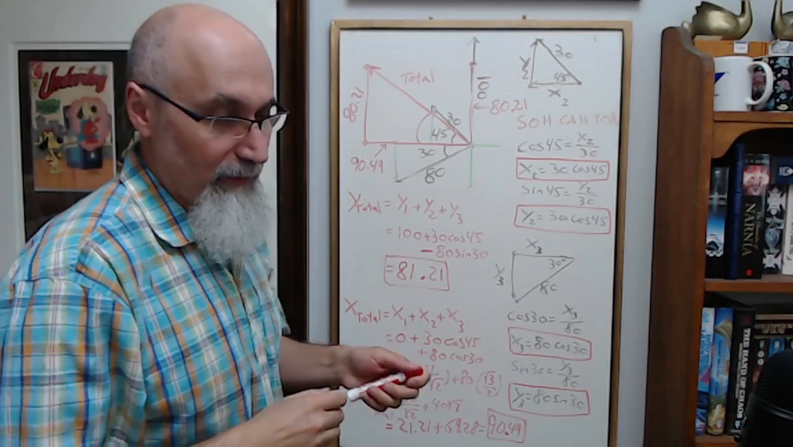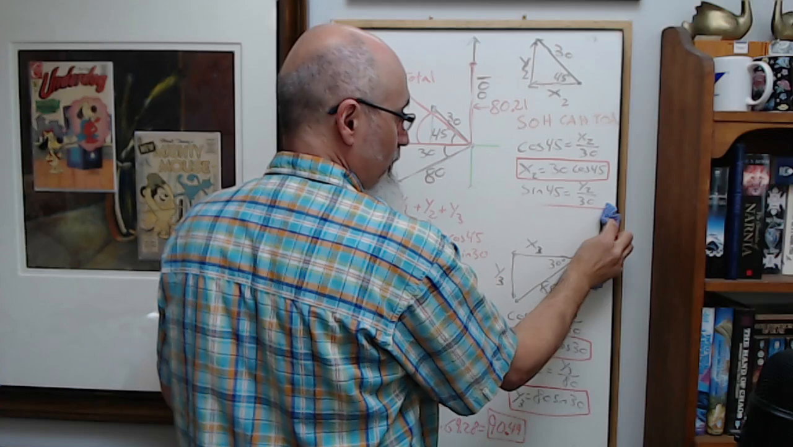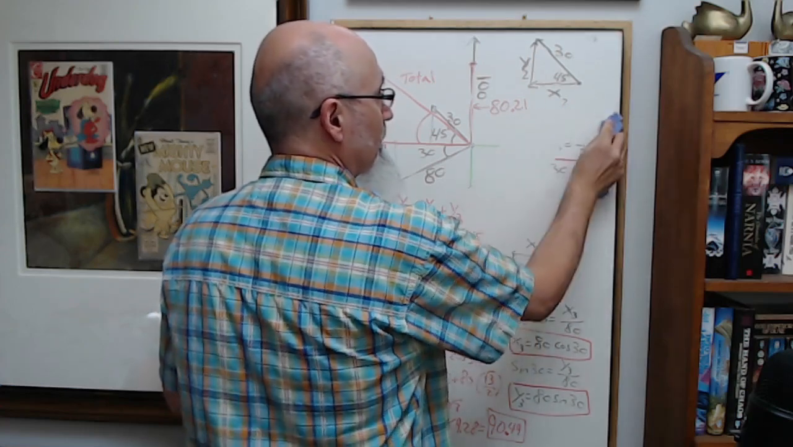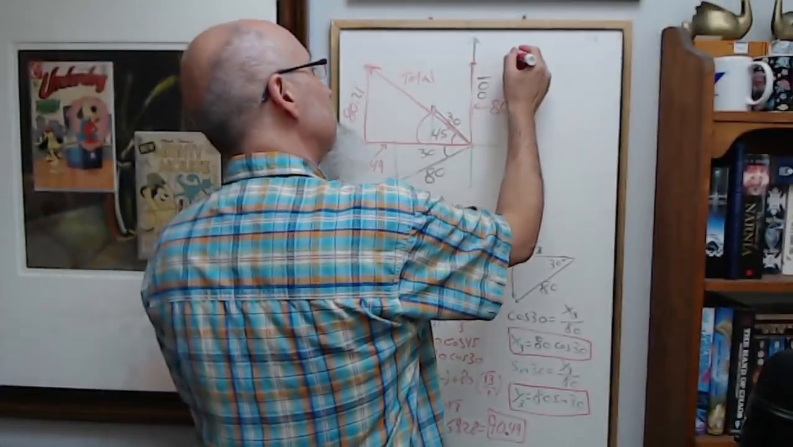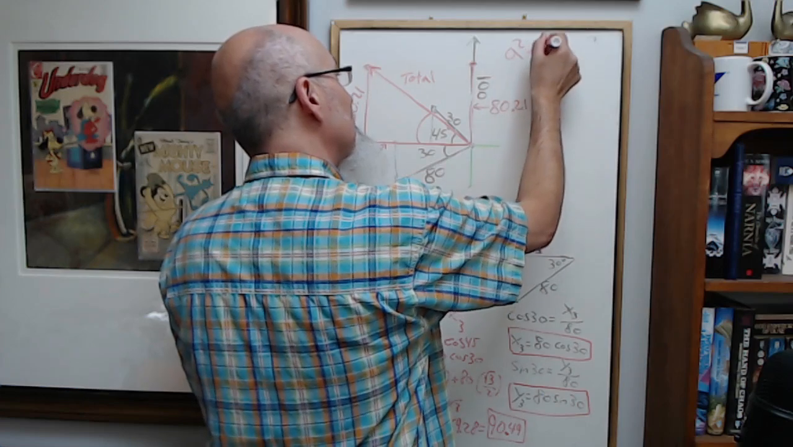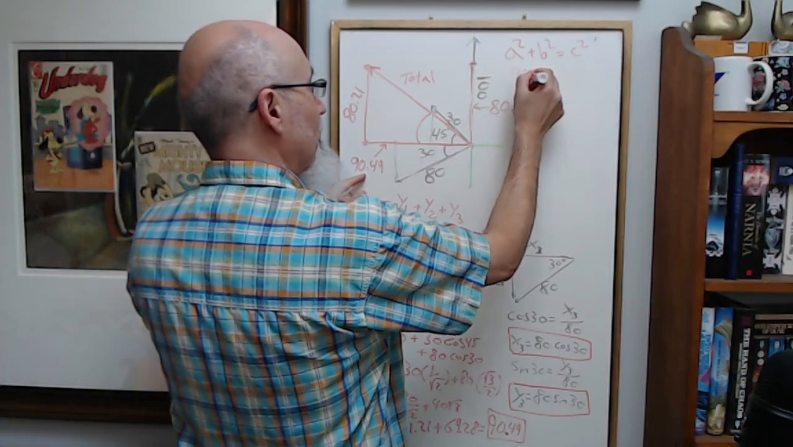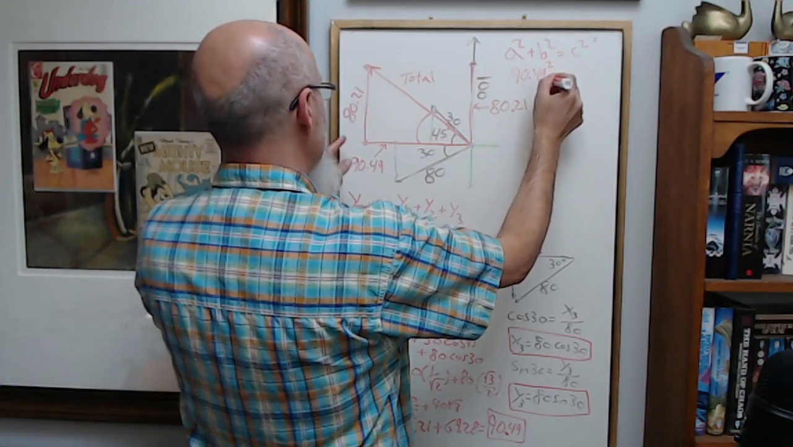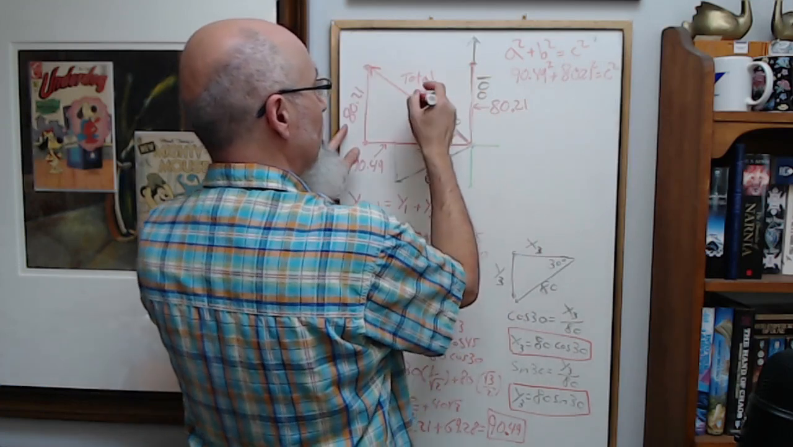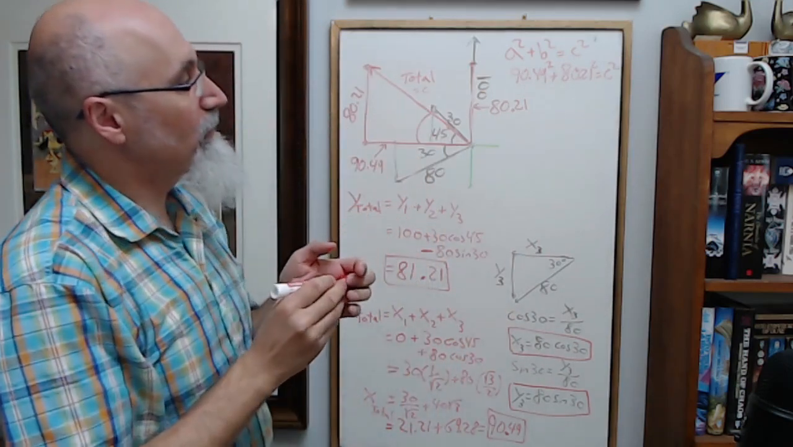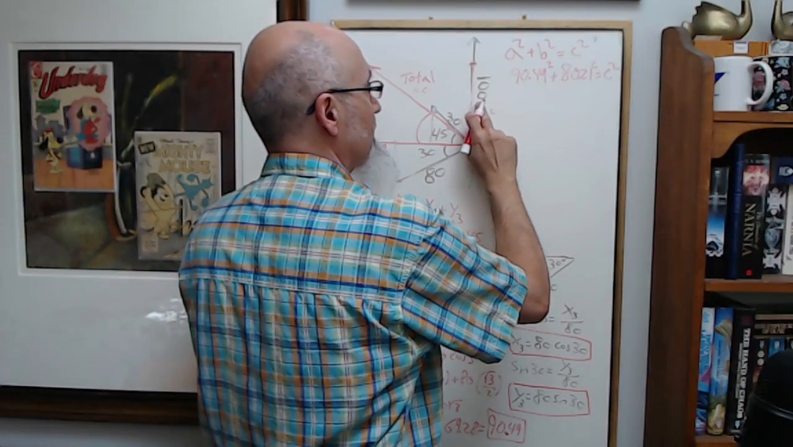Where should we do this? Let's do it over here. I'm going to erase these guys. So Pythagorean theorem says a squared plus b squared equals c squared, where a is 90.49 squared plus 80.21 squared is equal to c squared. The total is c. Okay, we punched this in. If you want to write this out, I'm going to write this out over here. We get more space.